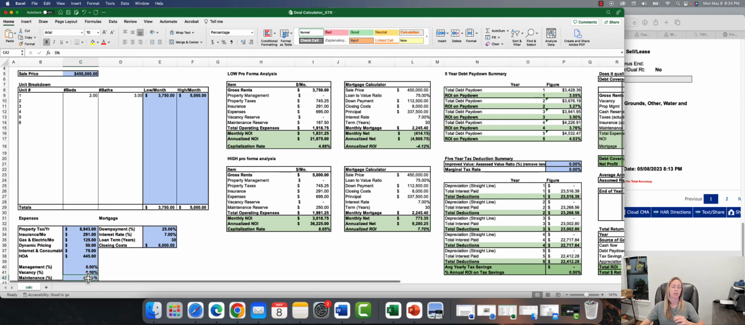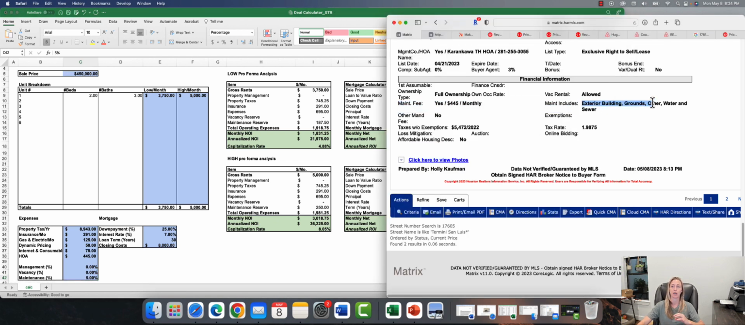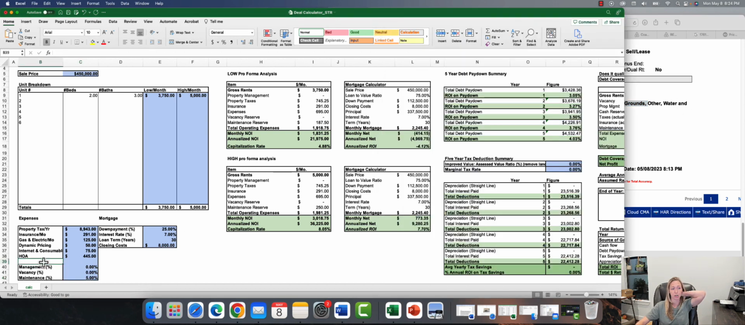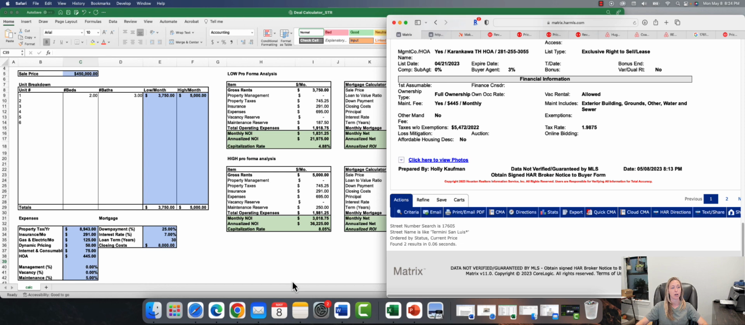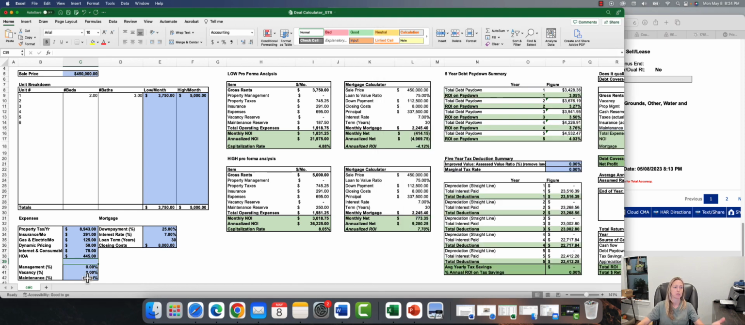And then maintenance, because this property is a townhome and the exterior building and the grounds are both taken care of, that really reduces the maintenance that you have to upkeep with that property. As well as water and sewer, I completely deleted it because it is included in this property. So maintenance I put as 5% because normally, for older buildings, houses, something that isn't a townhome, I'd increase that to 8-10%, also depending on the age of the house. So that's variable and can be changed.